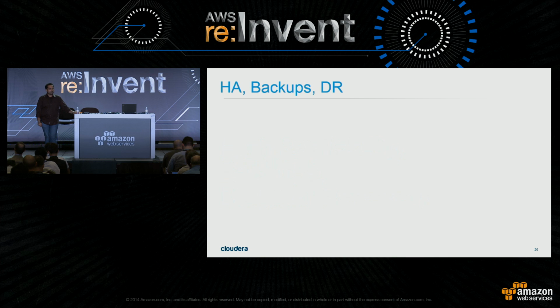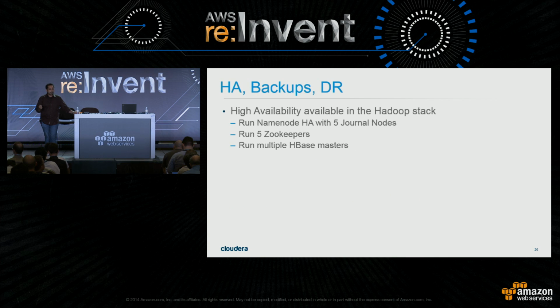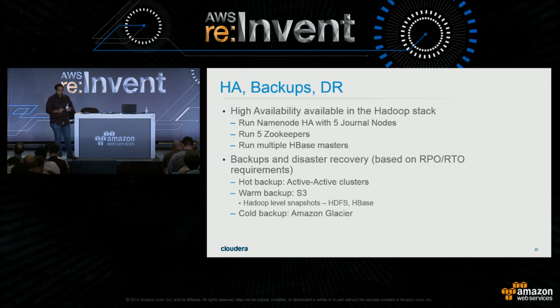Now, HA is available in the Hadoop stack, right? So you run multiple name nodes, you run journal nodes to manage your edits, you run multiple zookeepers if you're running anything with Zookeeper, you run multiple HDFS masters. That's just available in the Hadoop stack, and you use it just as is. Again, nothing AWS specific there.